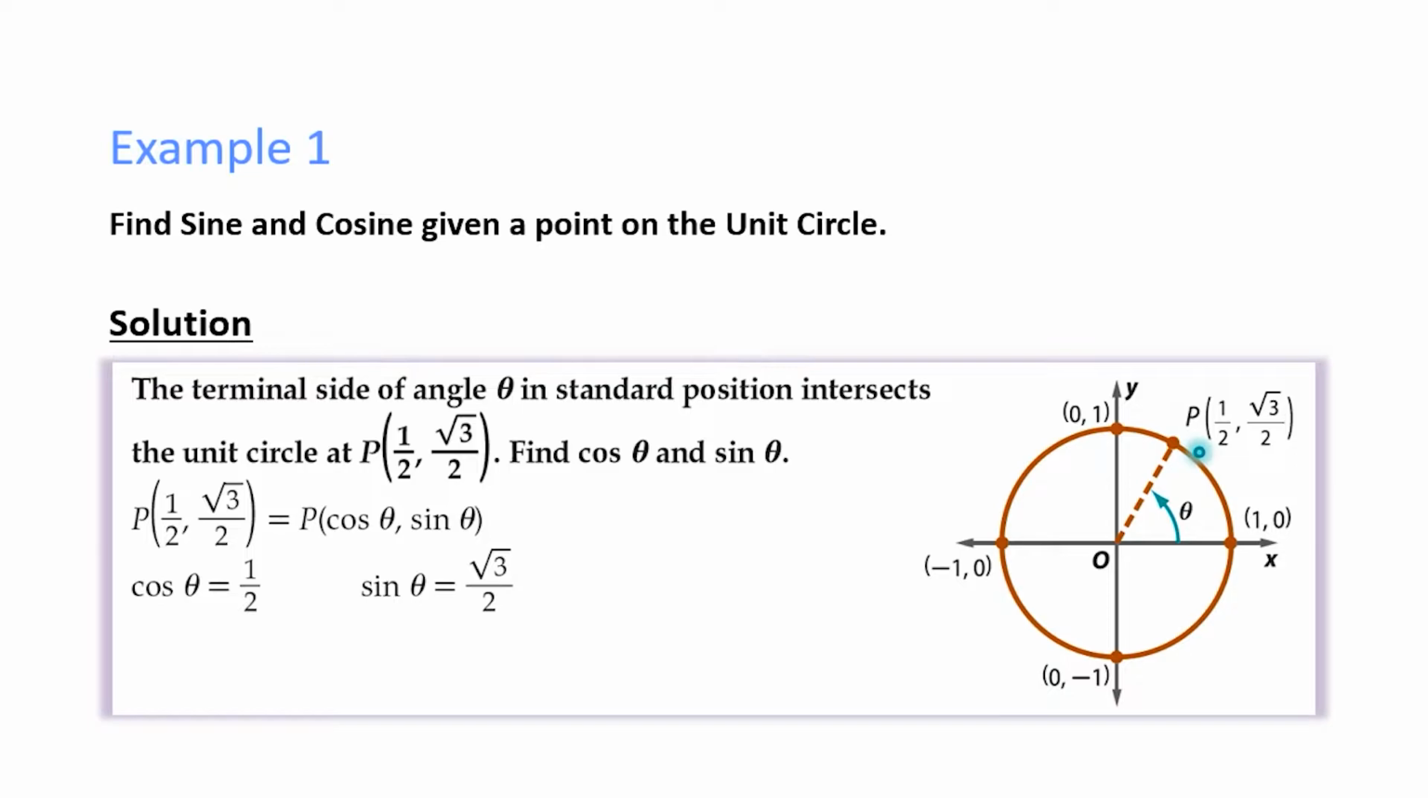So how do we find sine and cosine given a point on the unit circle? We are actually trying to find the angle between the x-axis and this point, with a line defined by this point that you're given. So in this case, cos theta equals 1/2, that's the x-coordinate, and sin theta equals root 3 over 2, that's the y-coordinate.